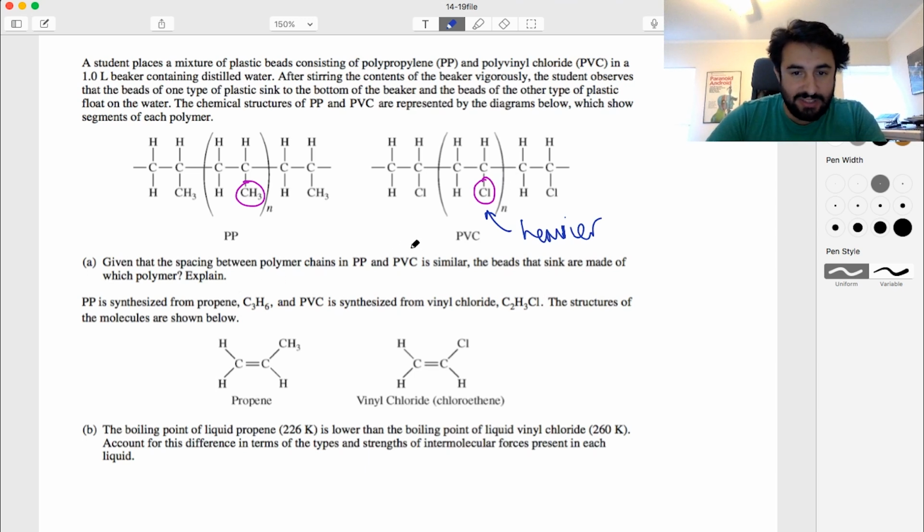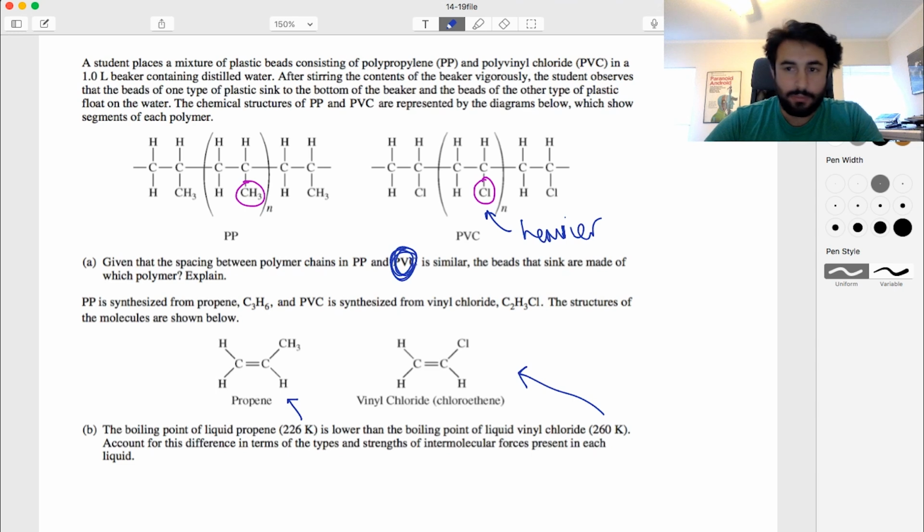And so PVC is going to be the one that sinks, right? Heavier in the same amount of volume. That's a greater density. So that is going to be the one that sinks. So PP is synthesized from propene, and PVC is synthesized from vinyl chloride. The boiling point of this one is 226, and that is lower than the boiling point of liquid vinyl chloride. 260 would be that one. Account for this difference in terms of the types and strengths of intermolecular forces present in each liquid.